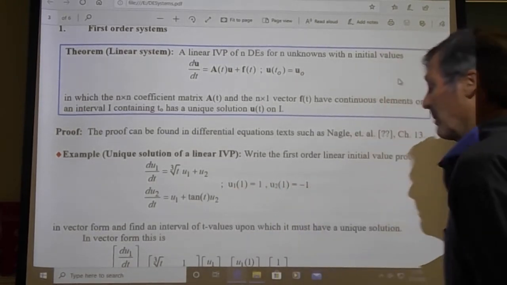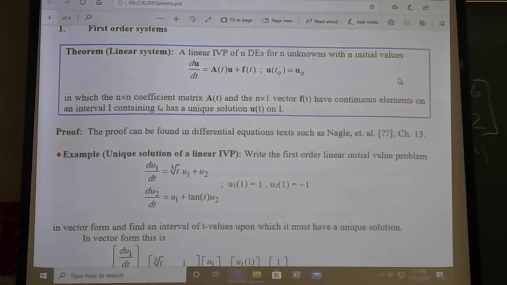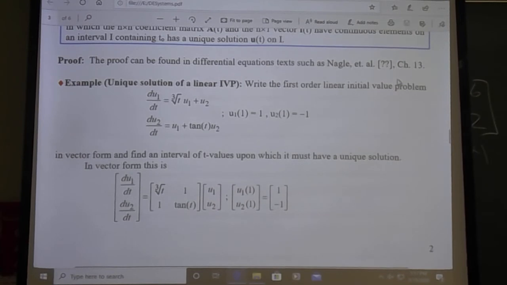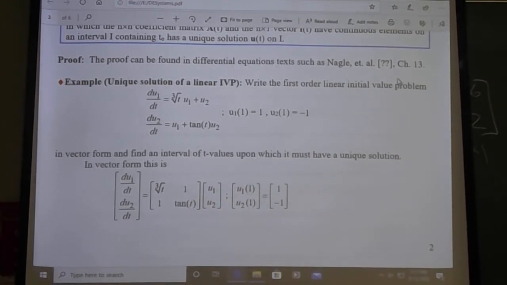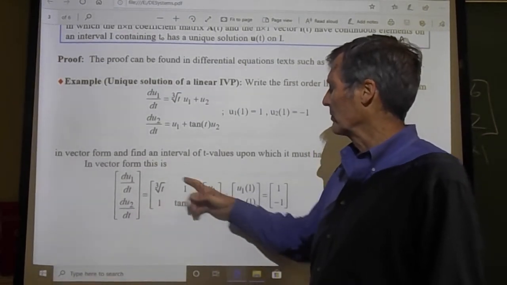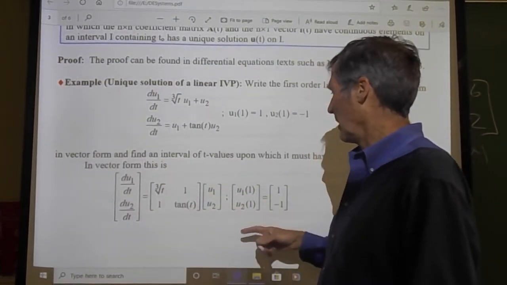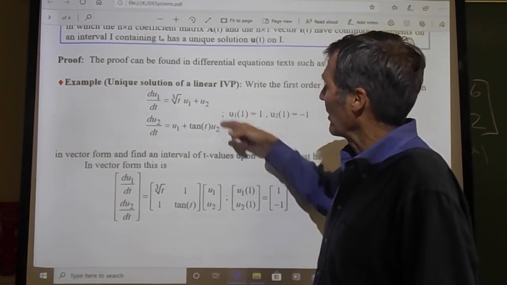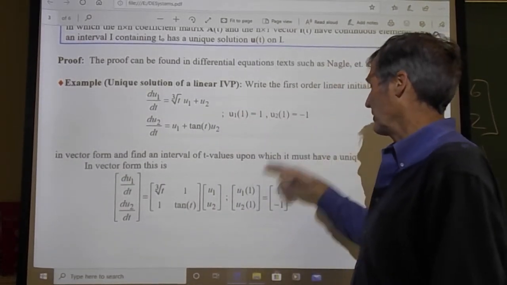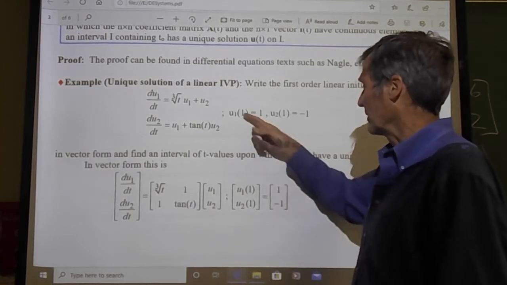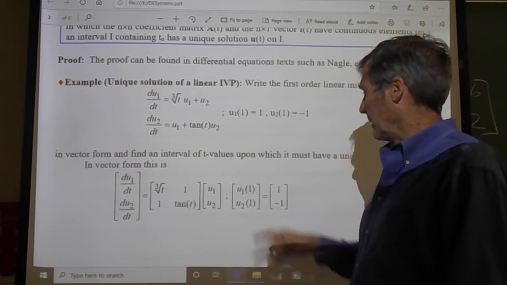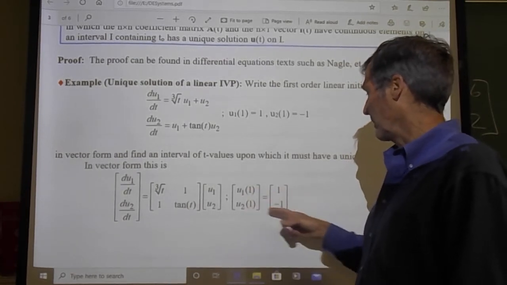We can write this in matrix form like this. There it is. du1/dt, du2/dt equals this matrix times this vector plus nothing, because there's nothing added on functions of t alone. And then the two initial conditions can be written in vector form like this. Just put the first one on the first line and the second one on the second line: u1 of 1 equals 1, u2 of 1 equals minus 1.